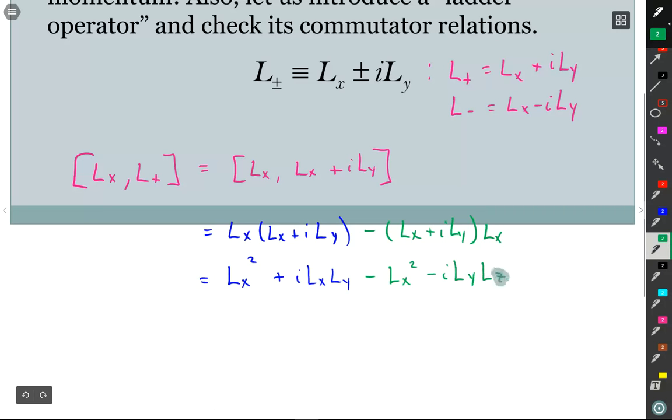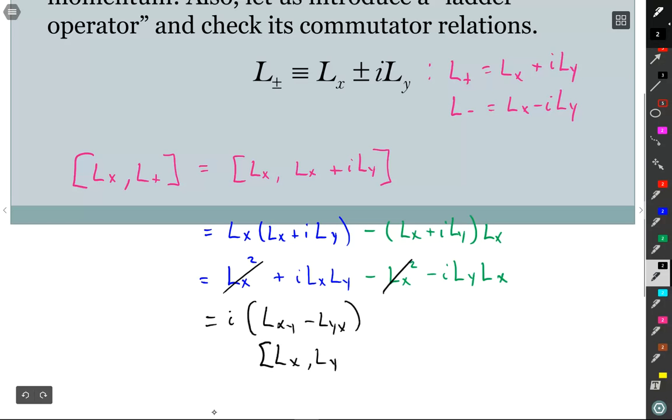Remember, order matters. You can't just rearrange things. Otherwise, the commutators have to be 0 to rearrange it. So if we look at this, what's the first thing that just pops out at you? Yeah, the Lx squared subtract out. And so we're left with equals i (Lx Ly minus Ly Lx). But Lx Ly minus Ly Lx is the commutator between Lx and Ly.